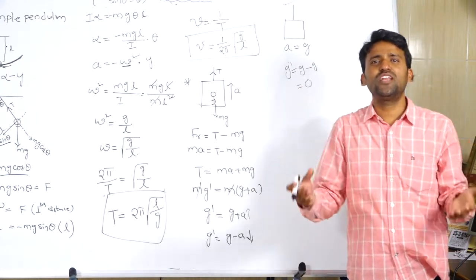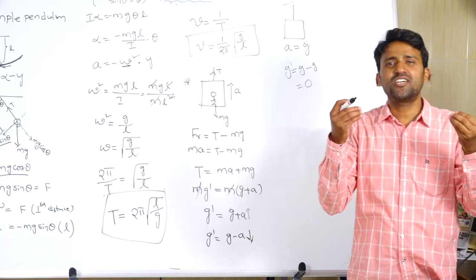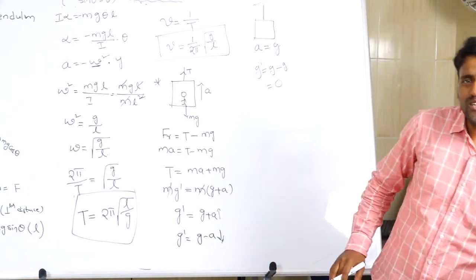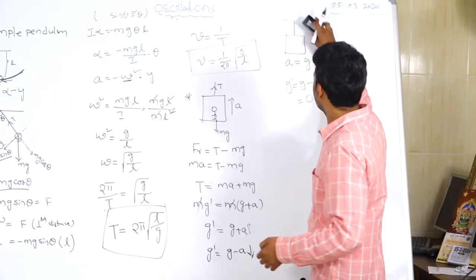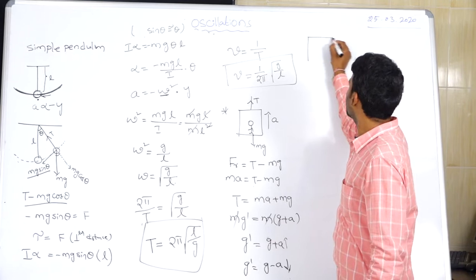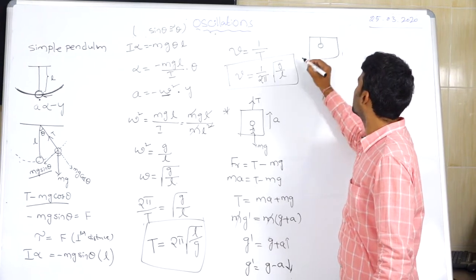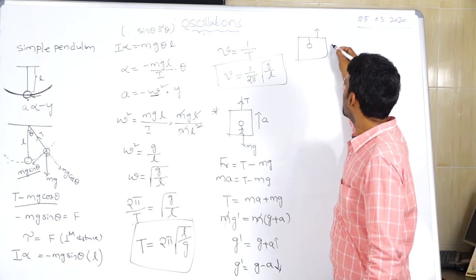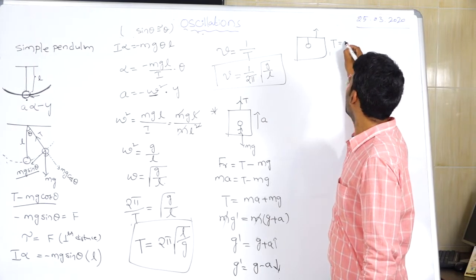When an object is freely falling, your weight is equal to 0. Now I am applying this case to the simple pendulum. When the lift is going in the upward direction, for example, the simple pendulum is placed here. Now the lift is going upward. What is the time period formula?